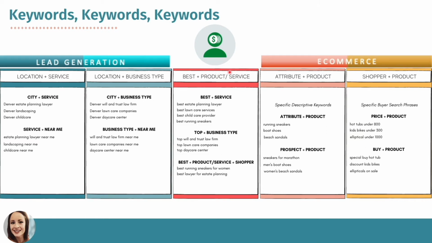So if we are a lead generation, if you provide a service for people, these are going to be some of the terms that you're going to want to look at and include, and this is how we're going to build our keyword list. So the areas that we want to think about: city and service. So Denver estate planning lawyer, for example, Denver landscaping, Denver childcare. So these would be solid keywords to start with, and we would want to form a keyword list off of this and have our ad group based off that keyword list. So it would be forming that ad group.